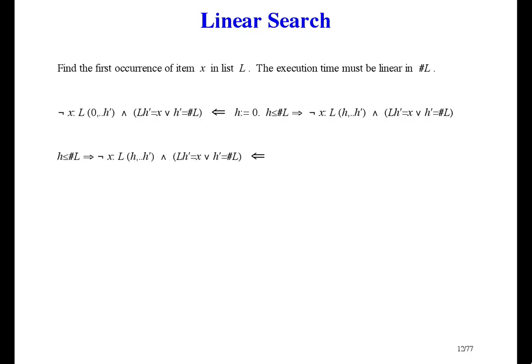Now we have to refine the new problem. The two disjuncts suggest two tests we could make. But we can't test LH equal X unless we know that H is less than the length of the list, and we don't know that. So we have to make the other test. If H equals the length, then doing nothing makes H prime equal to H. So H prime equals the length. And also, there is no X in the list from H to H prime, so both conjuncts are satisfied.